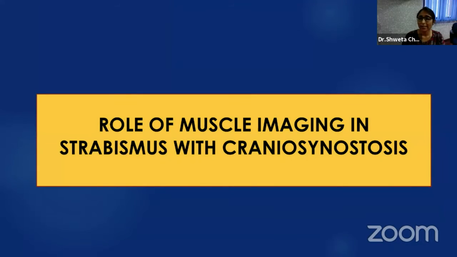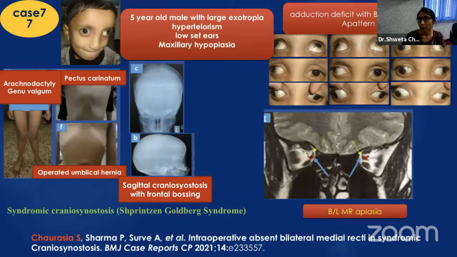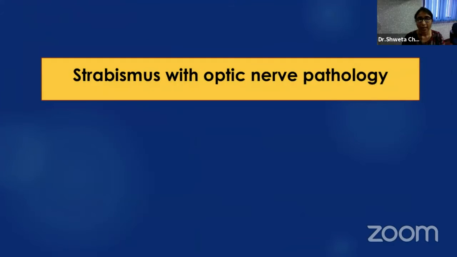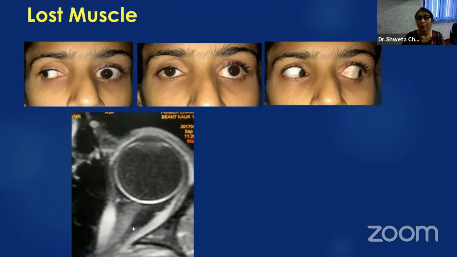Then there is the role of muscle imaging in strabismus with craniosynostosis. Now, syndromic craniosynostosis should often be imaged when it presents with large patterns or with duction deficit, because you might find an absent muscle in such cases. Then there is a role of imaging in a lost muscle, and you could very well localize exactly where the muscle is located, so that beforehand you know whether you will be able to retrieve the muscle or not.